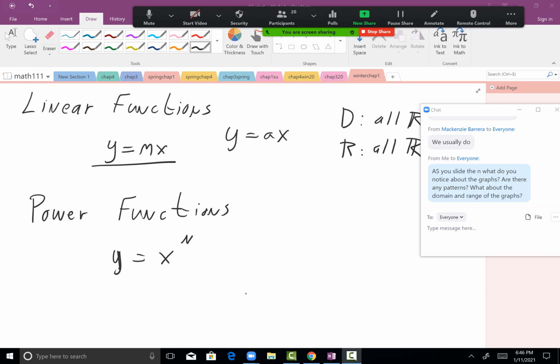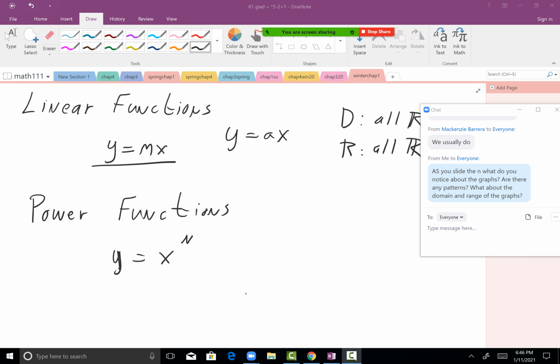Okay. So, either tell me or chat with me. Tell me some things you noticed about the graphs as you slid the N. And anything's good. There's not going to be any wrong answers here. As I slid the slider, the even numbers had the U-shaped, and the odd numbers had like a slide. I don't know how to explain it, but yeah.